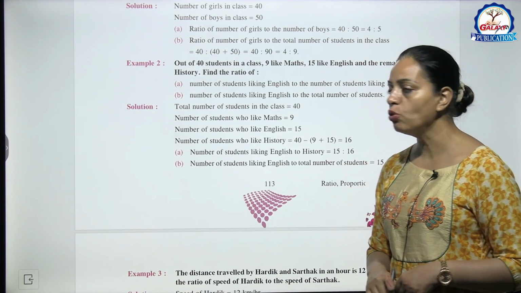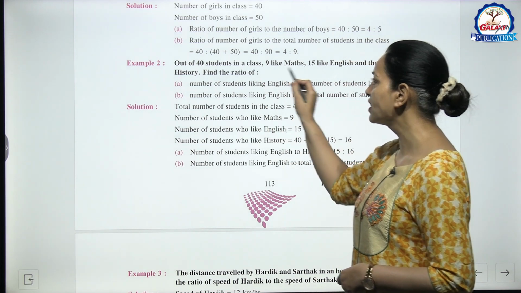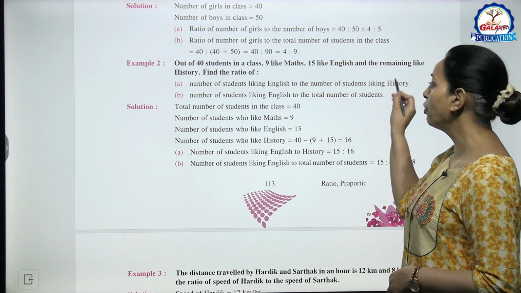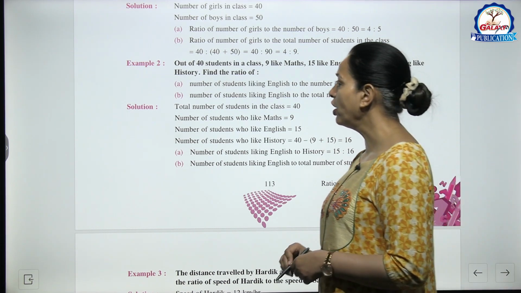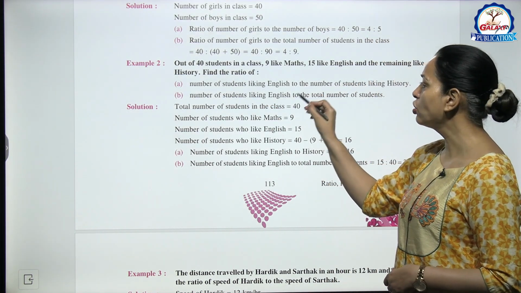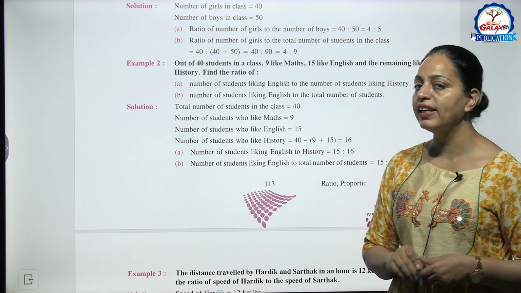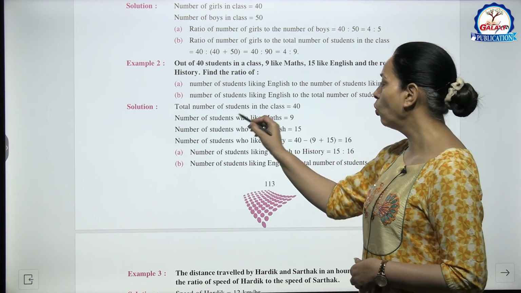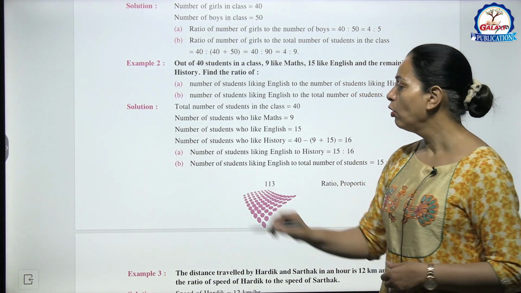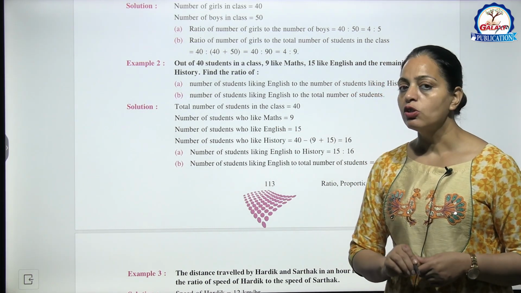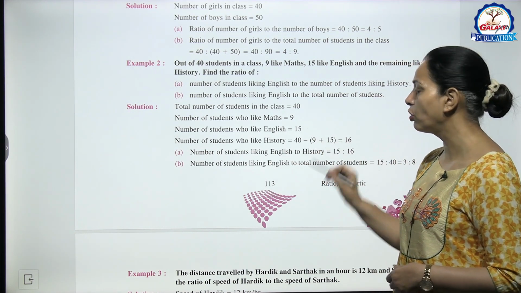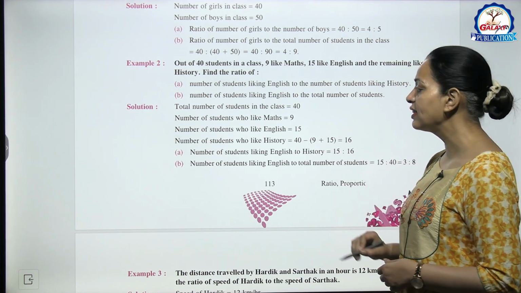Now example 2, out of 40 students in a class, 9 like maths, 15 like English and the remaining like history. Find the ratio of A part, number of students liking English to the number of students liking history. So we know total is 40, number of students who like maths 9, who like English 15, so remaining students like history. So 40 minus their sum, 40 minus 24, that is 16.